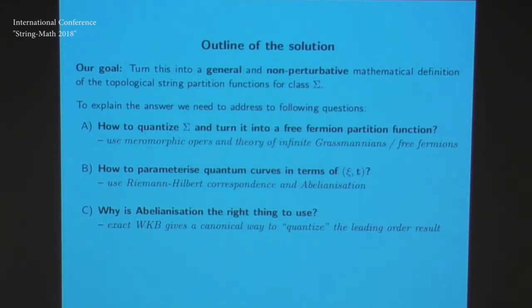Modulo a certain modification, this has already been done in the work of Dijkgraaf, Holland, and Tsiolkovsky. But the most important point, and I think this is really new in our work, is how to parameterize the quantum curves in terms of these variables zeta and t. So these were these twist angles in t of the Kähler parameters. The keywords here are to use Riemann-Hilbert correspondence and abelianization.